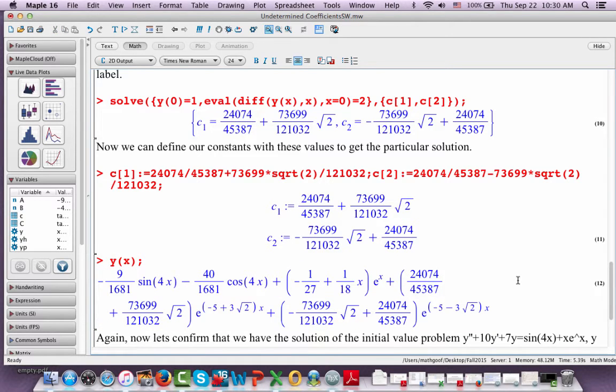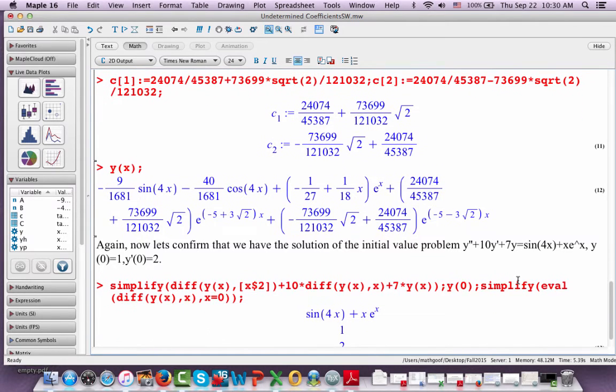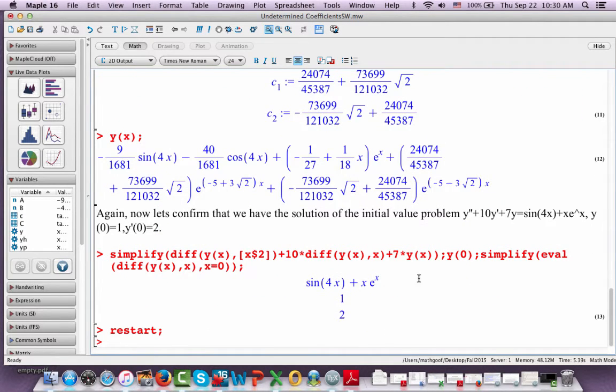But again, I need to verify that we've done this correctly. I like to verify because I'd like to know that I'm done. So I'm just plugging in again our function into our differential equation just to make sure everything's good still. And then I'm asking Maple to compute y of 0, and then y prime of 0. And when I hit enter, it spits out these three things.